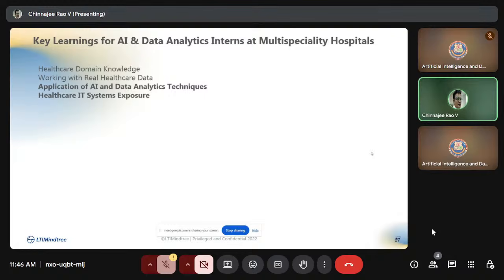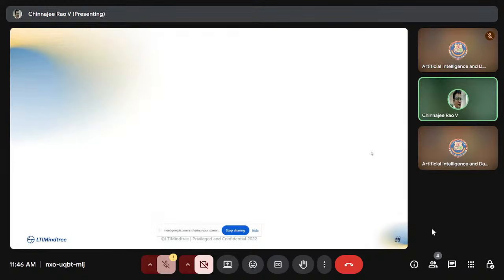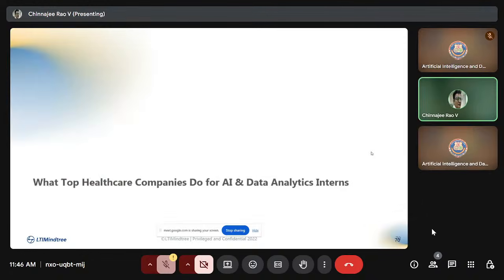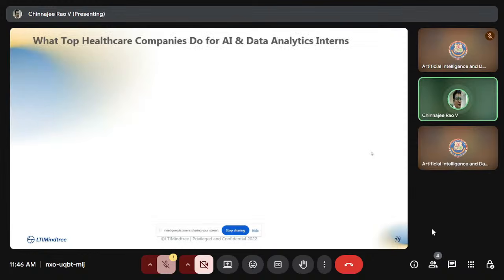data, same as what I said, more or less the same, so I will skip this. Then top healthcare companies, what they will do for the students. Previously I said hospitals; now the equipment companies. So here there is a slight difference.